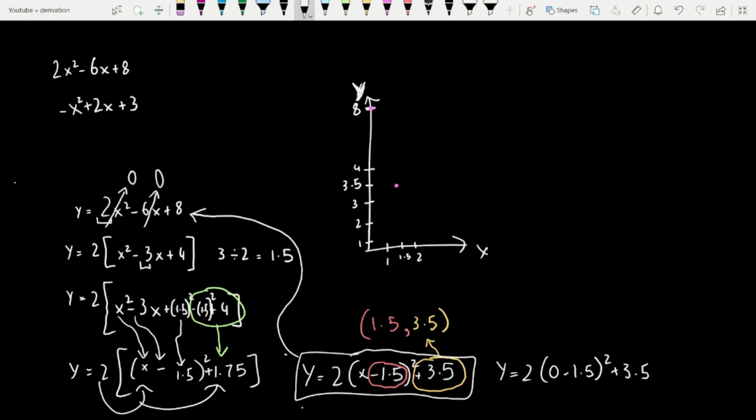Well, because if you look at my a, it is a positive value. If you come over here, look at the a, it's positive. If you go down there, look at the a, it's positive. So I know it's a smiley face, and it's going to look something like this. So this right here is my vertex, the lowest point of my smiley face.